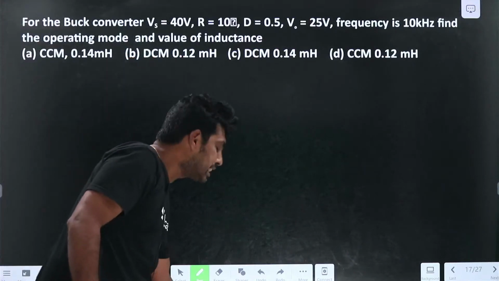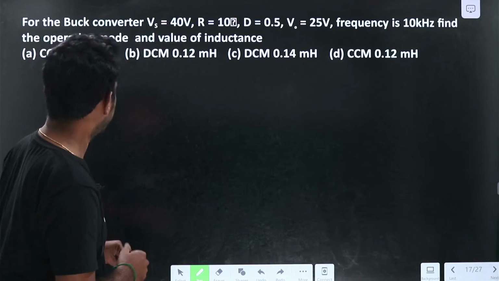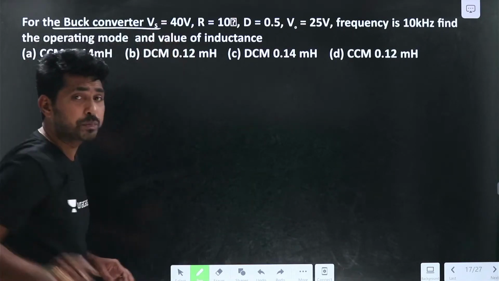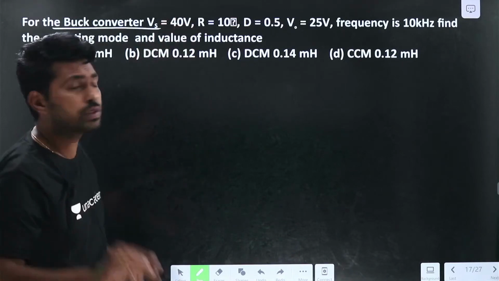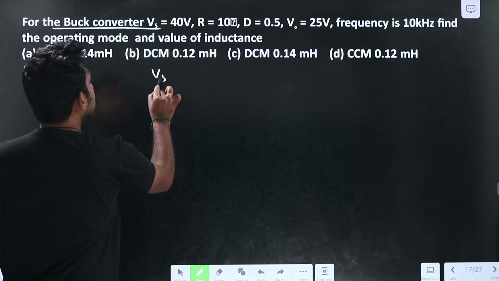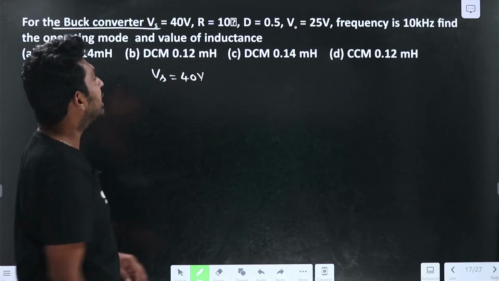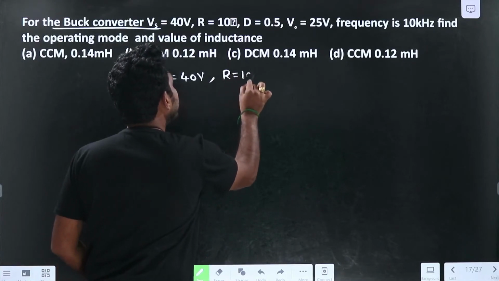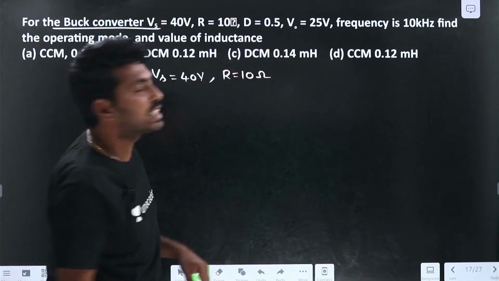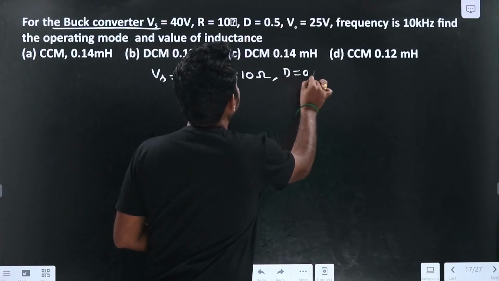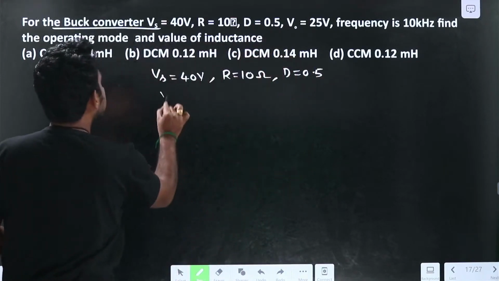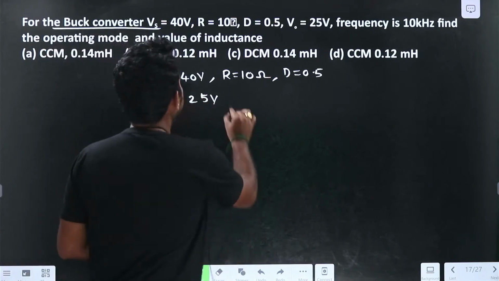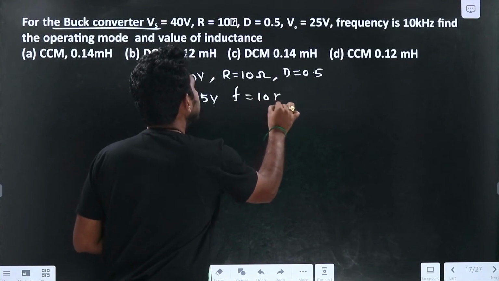In this problem, a buck converter is given. Let me explain the problem first. Vs is given as 40 volts. The resistance value is given as 10 ohms. The duty cycle is given as 0.5, and V0 is given as 25 volts. The frequency is 10 kilohertz. So this is the data they have given.